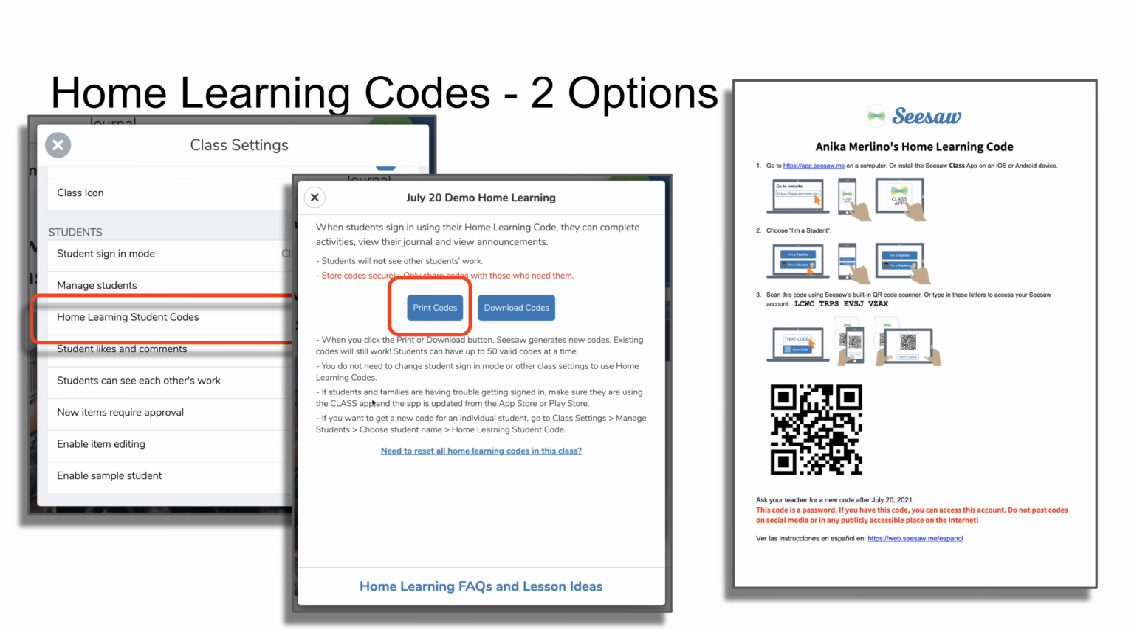And if that's the case, you click the print codes, and every student is going to have their own sheet of paper that looks like this. And what you'll notice is it gives step-by-step directions. Go to this website, click I'm a student, enter in your home learning code. It's these 16 letters right here, and then you're done.